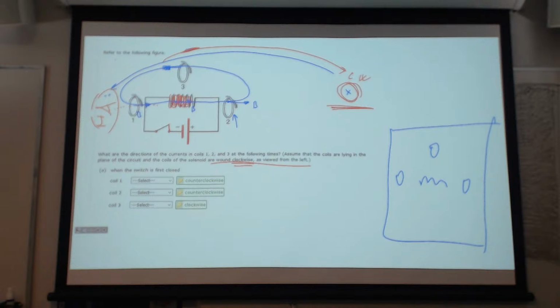Right, so if I'm looking from the left and the solenoid is clockwise, then from my point of view, looking at the screen, the current in the solenoid is going to the right? No.